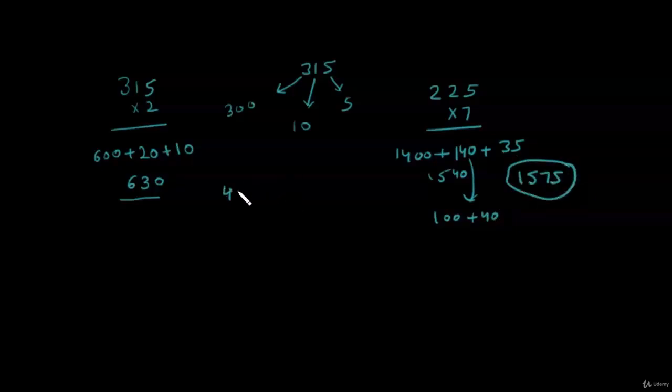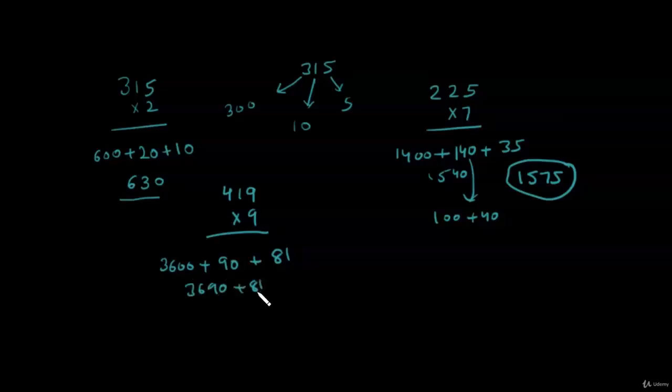Let's take one more example. 419 times 9. 9 multiplied by 4 is 36, but the place value of 4 is 400. So 9 times 400 is 3600. And 9 times 10 is 90. And 9 times 9 is 81. This is 3690 plus 81. We can split this 81 into 10 plus 71. So this is 3700 plus 71. That is 3771. This is the answer.